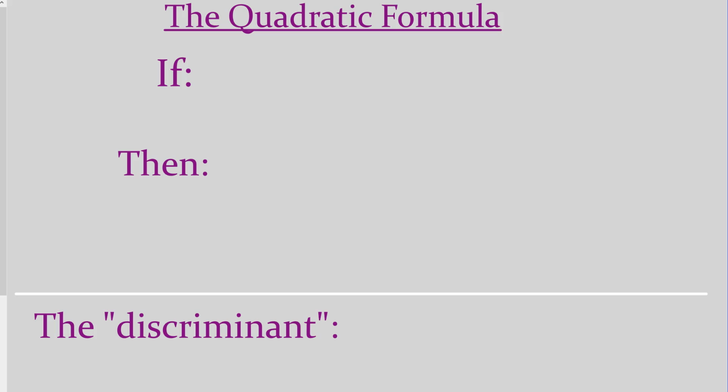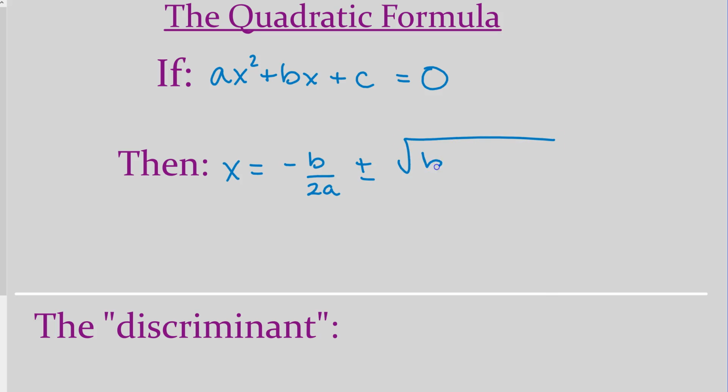It's a theorem, basically, and you know from your geometry experience that theorems have a condition and a conclusion. If, then. So if ax squared plus bx plus c equals 0, then x equals the opposite of b over 2a plus or minus the square root of b squared minus 4ac over 2a.